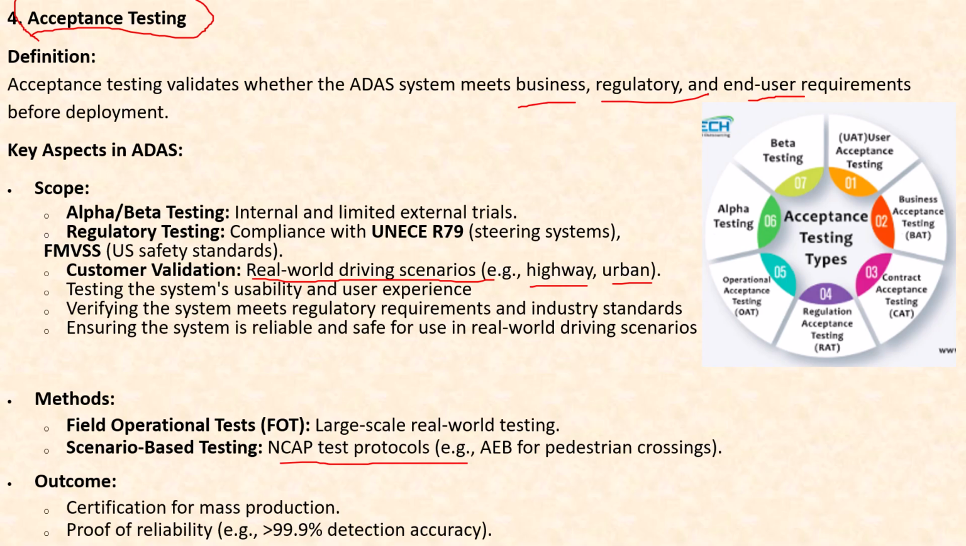Okay, and now this user acceptance test is a very reliable test. Statistics show that it is showing almost 99% detection accuracy, and certification also for mass production. It is only after acceptance testing that mass production is approved.